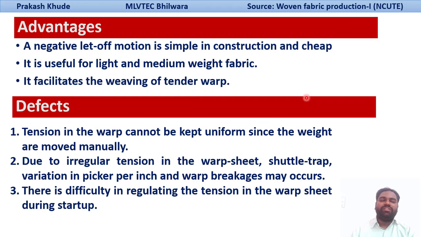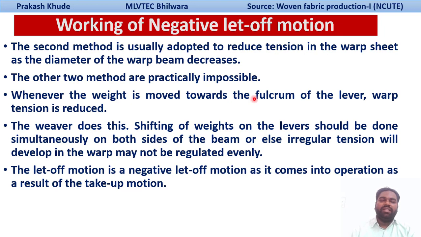So these are the things we have seen in this negative let up motion. The weight which you need to move on this lever is moved by the weavers, and we need to do this simultaneously on both sides. This let up motion is a negative let up motion, as it comes into action as soon as the result of your take up motion has been done. So no positive drive is given to your negative let up motion.